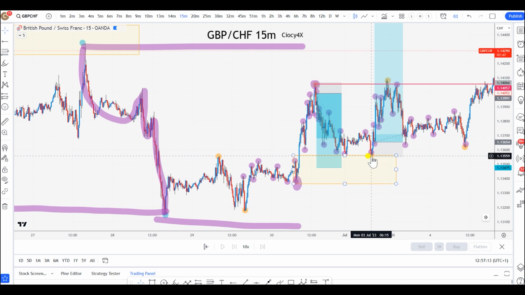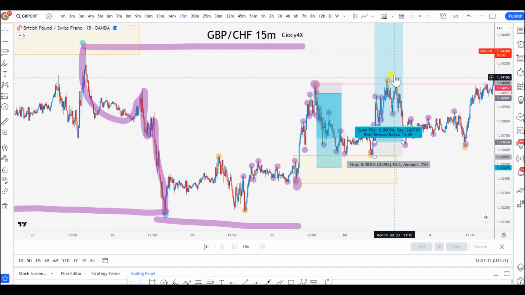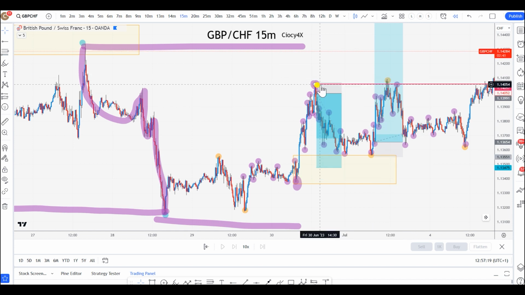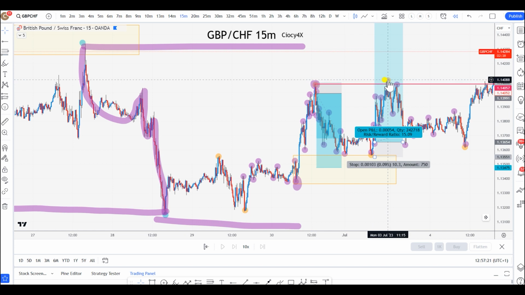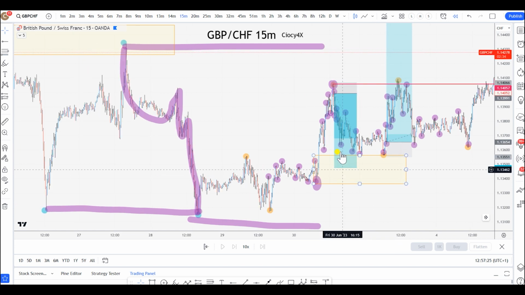So when it taps here, the reaction is so strong that even if it comes with the body or wick, it still breaks this high. So for me, that's a strong intention from the buyers to keep going to the upside. And that's the logic I want you guys to understand. That's why I identify break of structure with the wick and not the body.